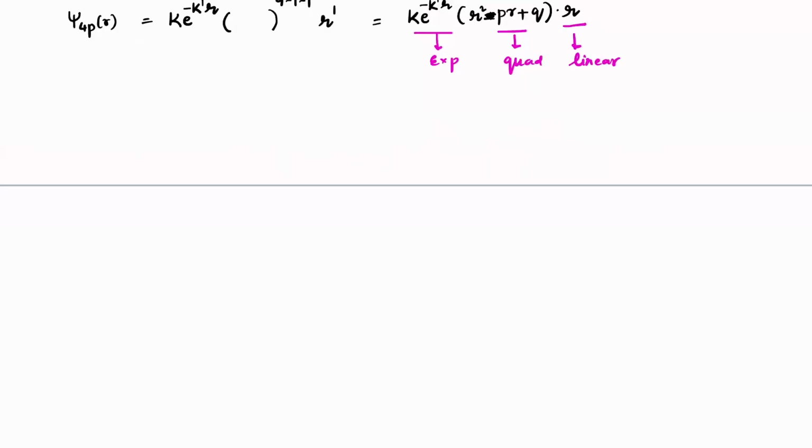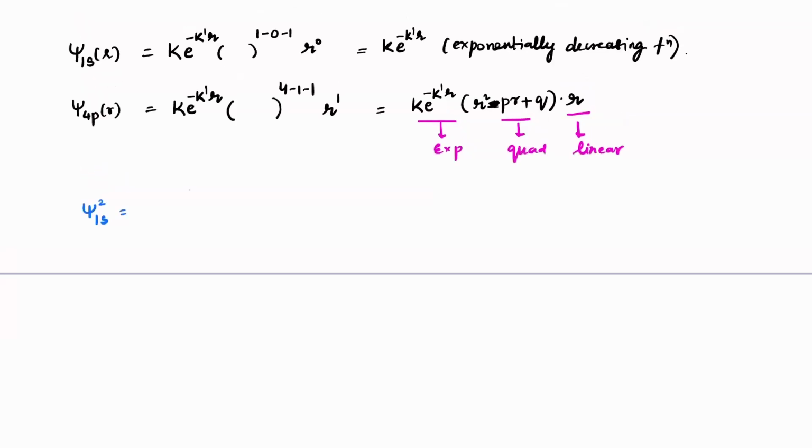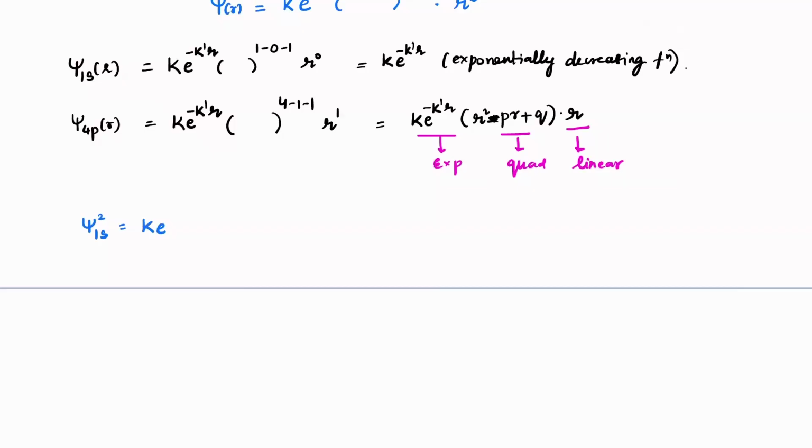What if I need to write the psi square value? See, imagine if at all I'm writing the same thing for psi square, psi square 1s. So how does it look like? It will be like simply k e raised to power of minus 2 k dash r. So that means, have you noticed something? This is also an exponential function. Even after squaring, it is still an exponential function, which means squaring does not change the identity of the function. It will still be the same.